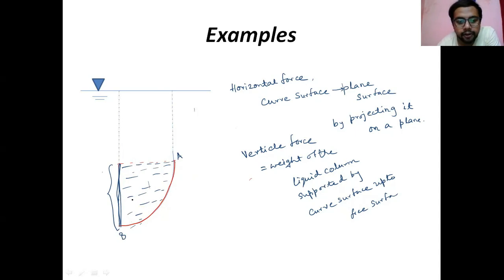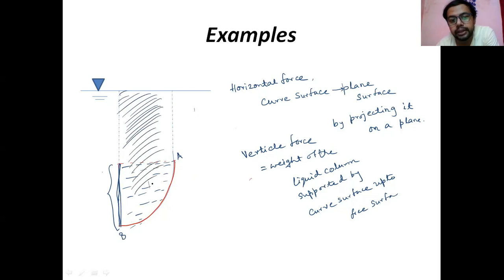And from B also, in the same way, you draw one vertical line up to the free surface. The total weight of the liquid is nothing but the vertical force. In this zone, the amount of liquid column that is there, the total weight of that liquid, comes as the vertical force over the curved surface. That is the consideration we are getting from the previous derivation.